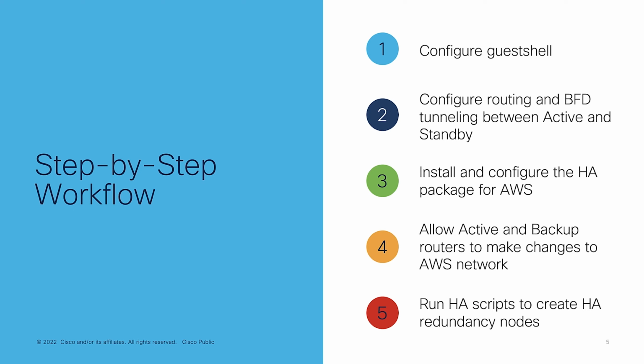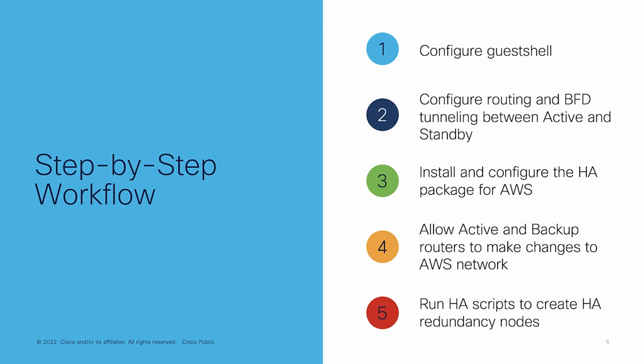First thing we're going to do is configure the guest shell. Afterwards, we'll configure the routing and BFD tunneling between the active and standby c8KVs. And then we'll download and install the HA package for AWS. There are different packages for different cloud service providers, but in this video, we're only going to be focusing on the HA package for AWS.